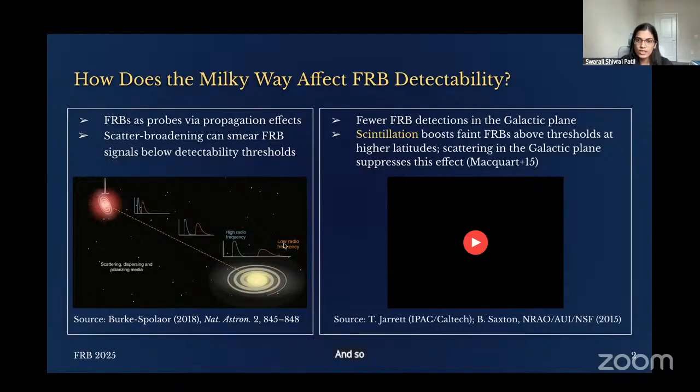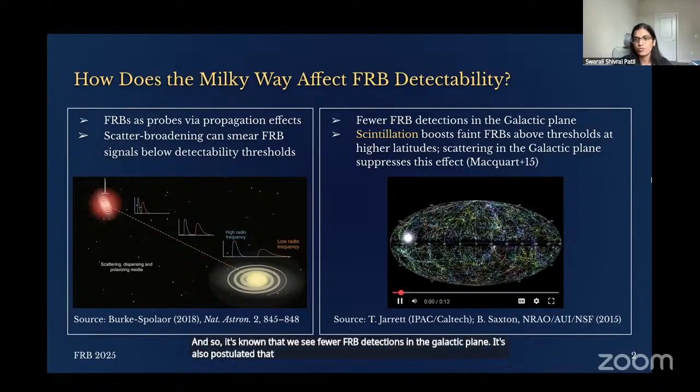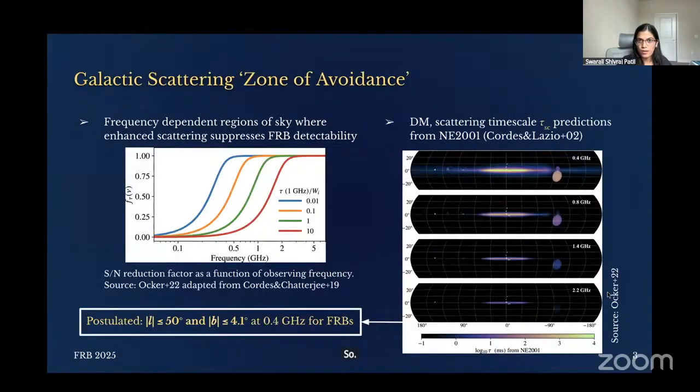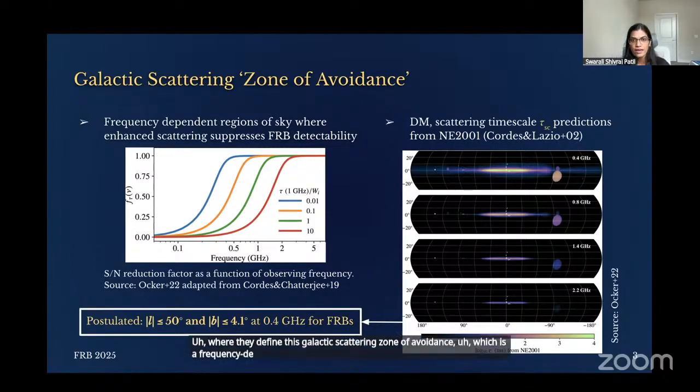And so it's known that we see fewer FRB detections in the galactic plane. It's also postulated that scintillation boosts faint FRBs above the thresholds at higher galactic latitudes, but within the galactic plane, this effect is suppressed because of scattering. So Stella wrote this fantastic paper, Stella and her collaborators, where they defined this galactic scattering zone of avoidance, which is a frequency-dependent region of the sky where enhanced scattering suppresses FRB detectability.